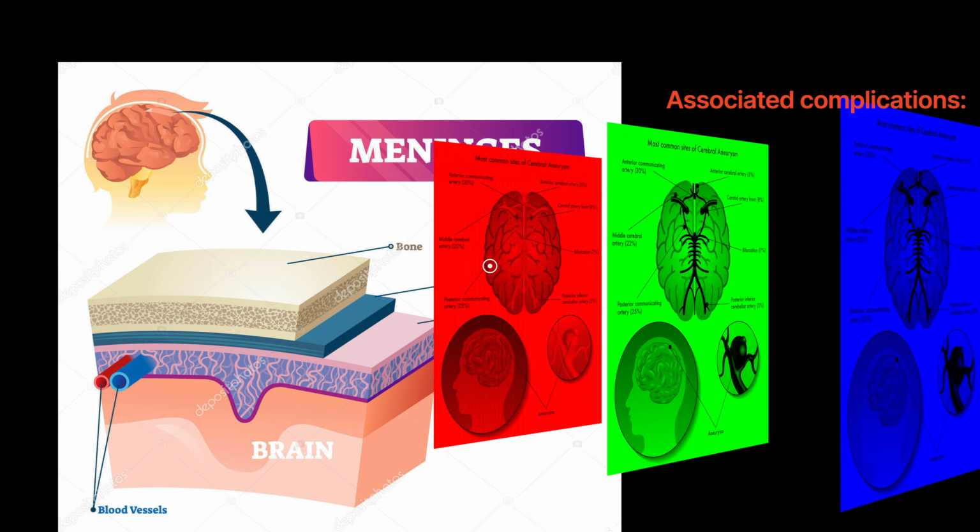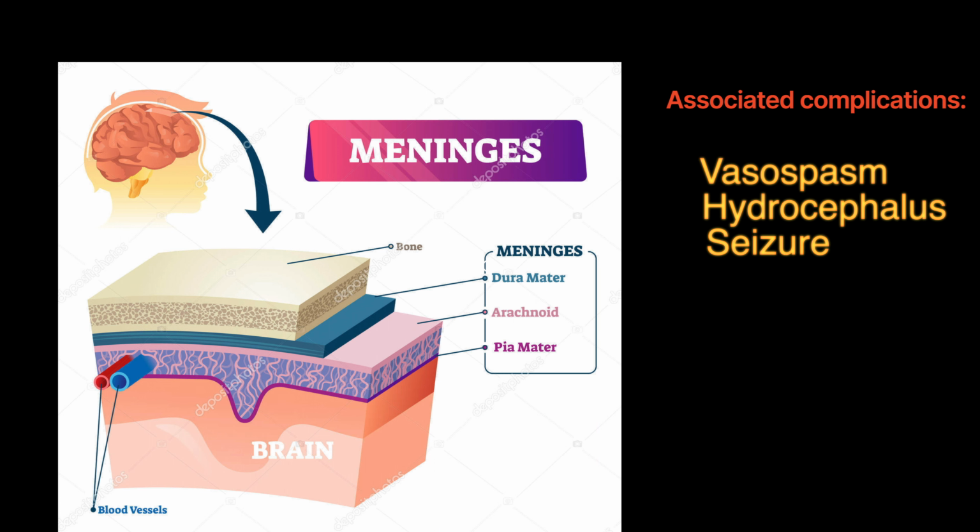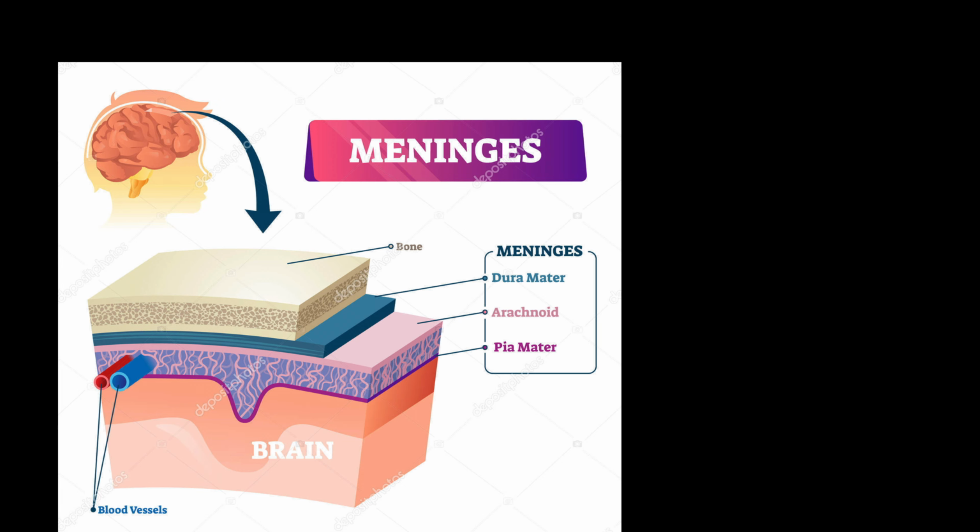The danger of subarachnoid hemorrhage is the associated complications, which carry high mortality rates, such as vasospasm causing ischemic stroke, hydrocephalus, seizure, and so on.